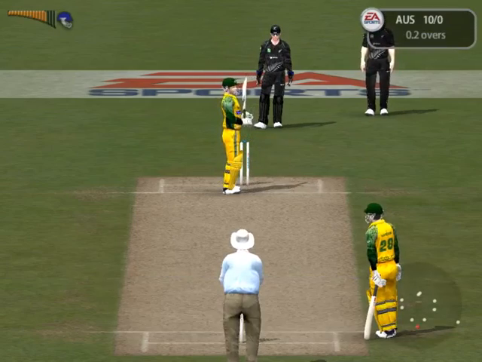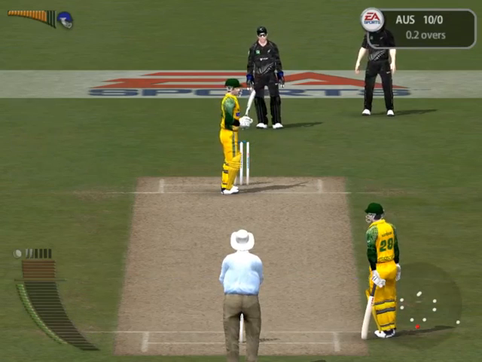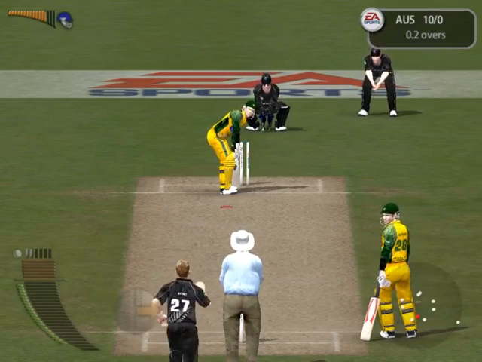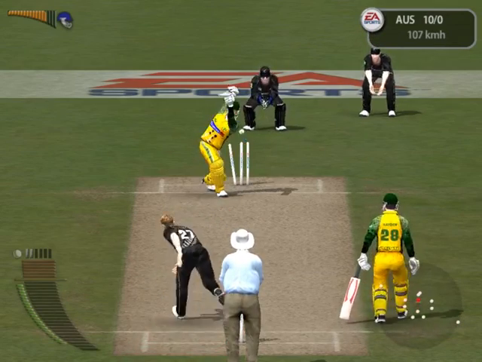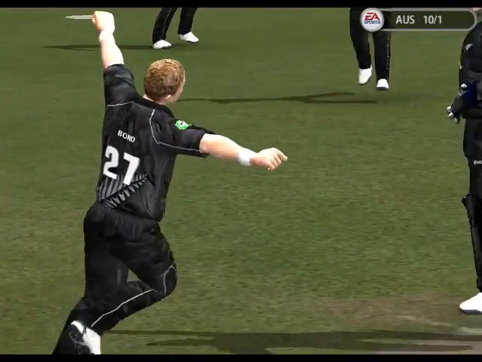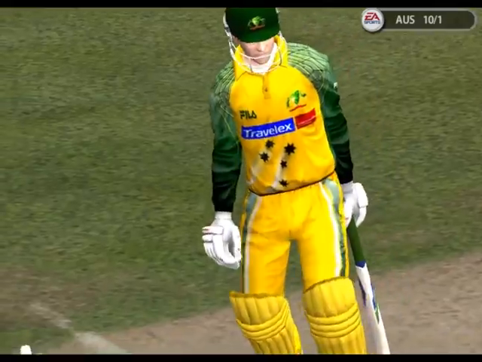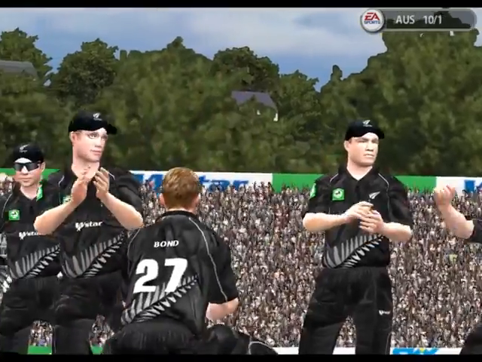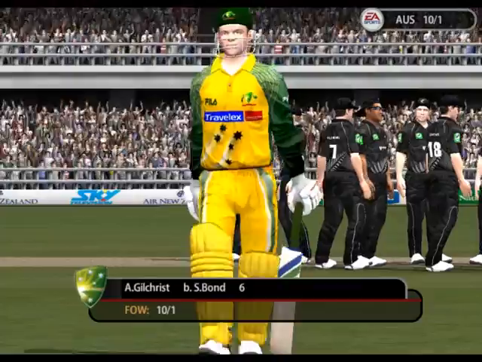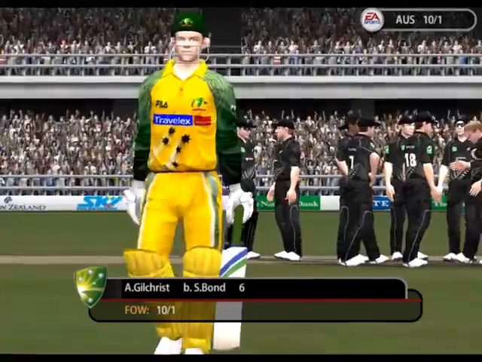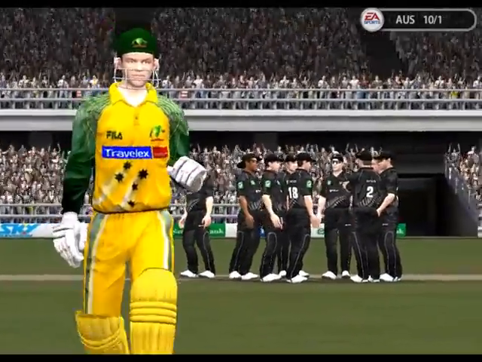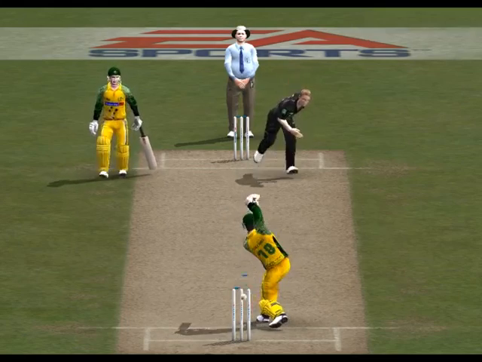Gilchrist facing. Bond has got him. That's the early wicket they were looking for. Now they need to keep the pressure on. Bond gets his first wicket. Gilchrist scored 6 runs from 0 balls. This was the end of the innings for Gilchrist.